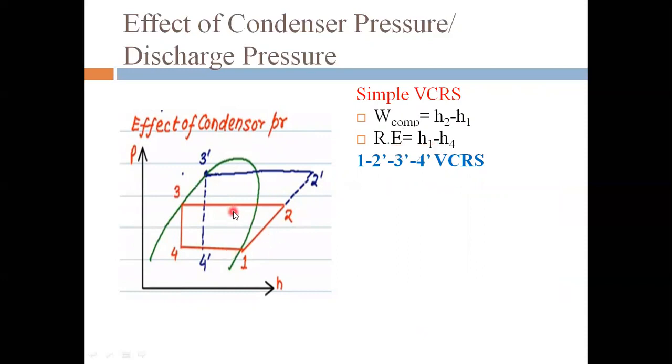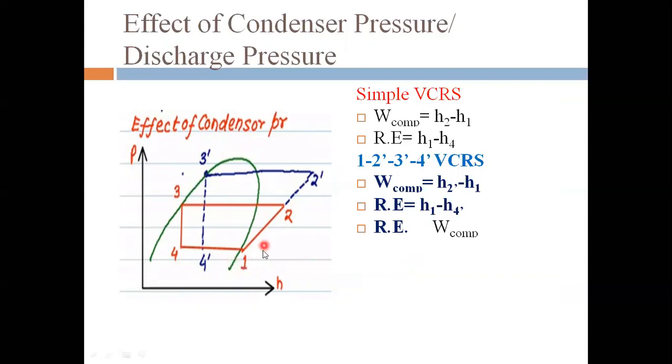Now when we change the condenser pressure, this point 2 is shifted to the higher side, that is higher pressure we are using right now. So 2 dash, 3 dash and 4 dash. So 1, 2 dash, 3 dash and 4 dash is the new cycle when we change the condenser pressure. In this case, W compressor is now H2 dash minus H1. And the refrigerating effect also changes, that is H1 minus H4 dash. So we analyze what is the change in the refrigerating effect and in the W compressor.